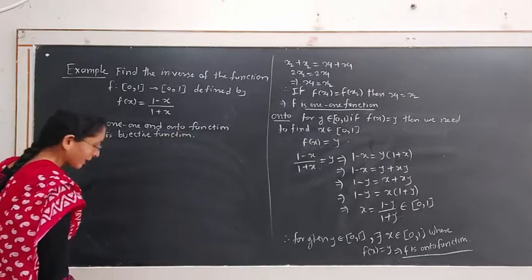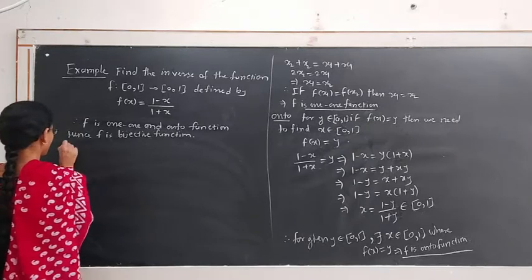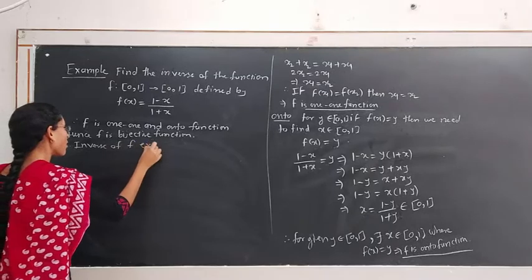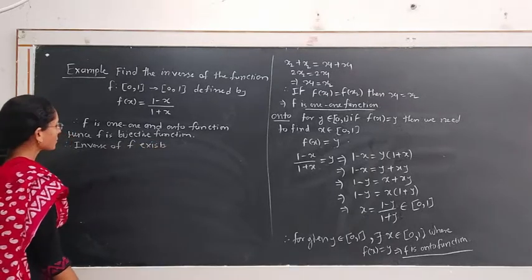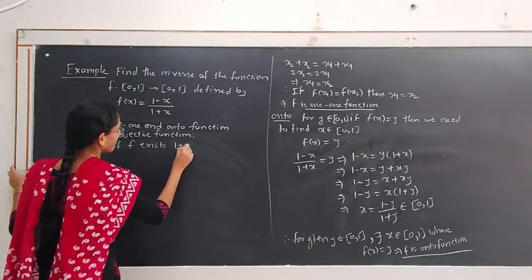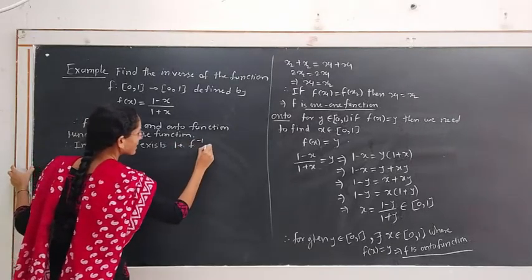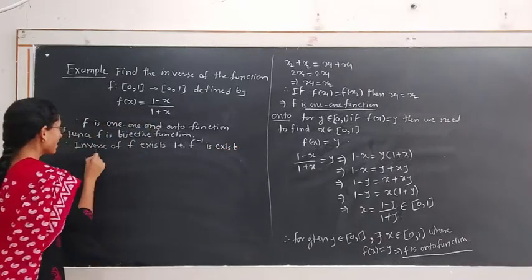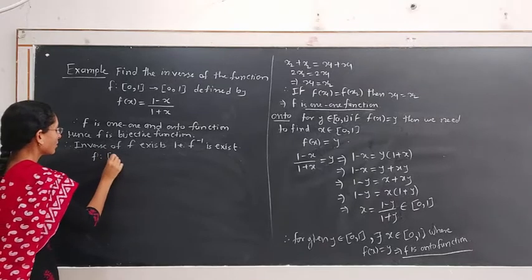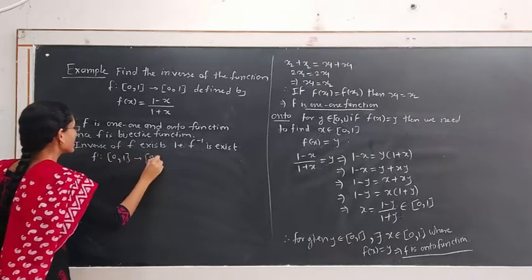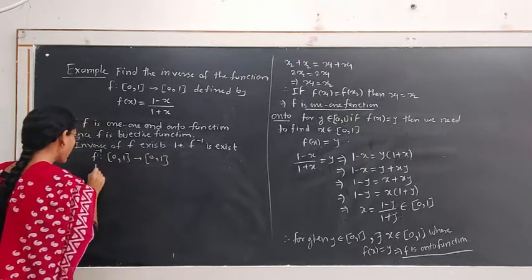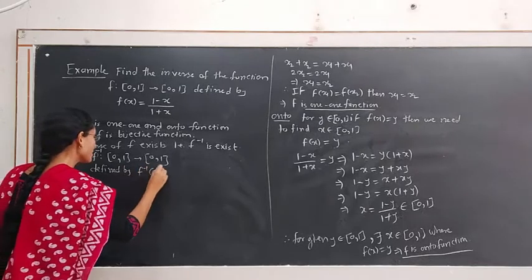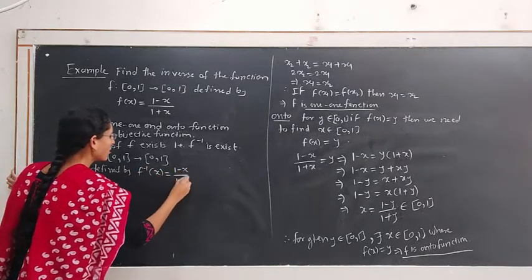If it is bijective, then the inverse of f exists. And what is the inverse of f? It is denoted by f raised to minus 1. F inverse exists, and it is a function from again the closed interval 0, 1 to the closed interval 0, 1, defined by f inverse of x is equal to 1 minus x upon 1 plus x.